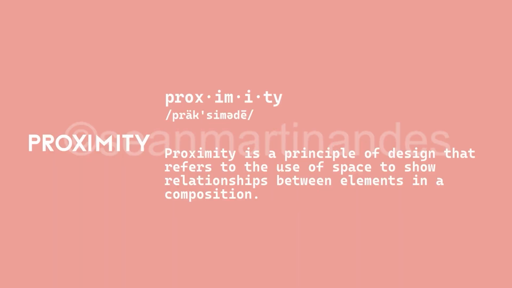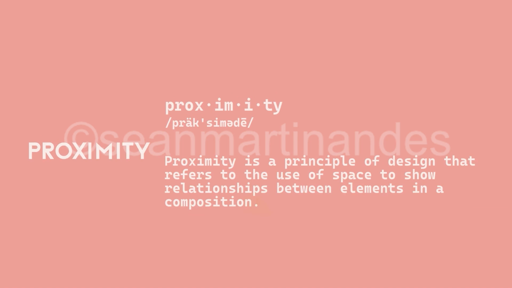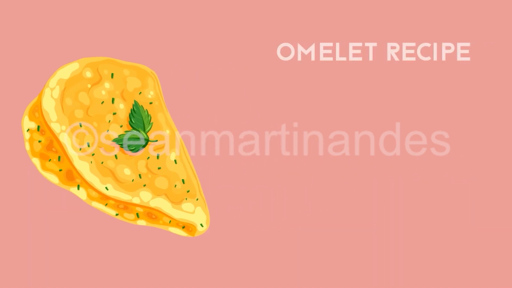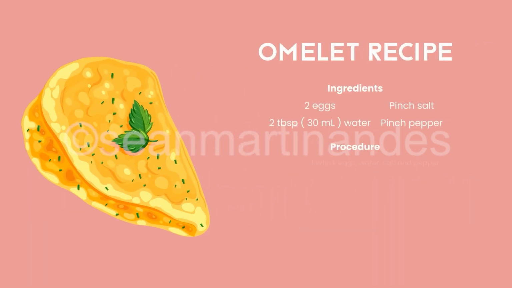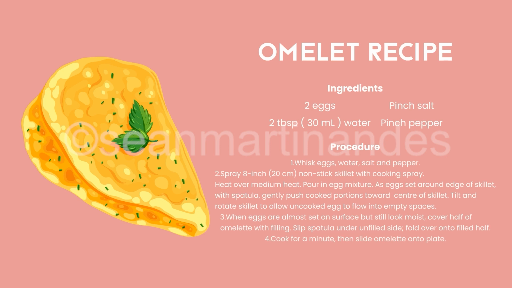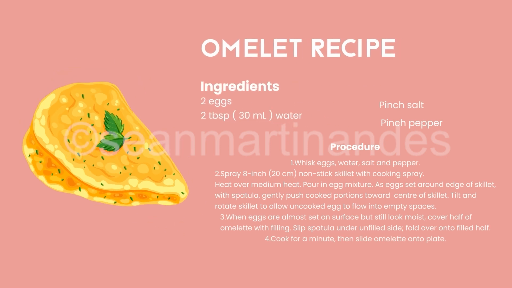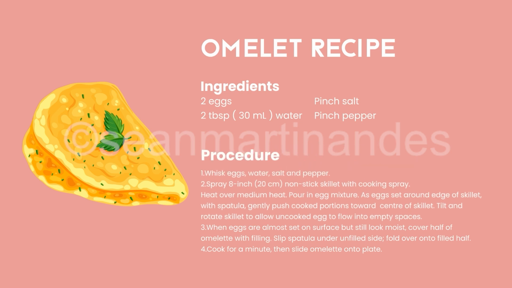Proximity is a principle of design that refers to the use of space to show relationships between elements in a composition. By grouping or separating design elements, designers can help the viewer understand the relationship between different parts of the design. Proximity can be achieved in a number of ways, by using color, size, or shape to group related elements together.